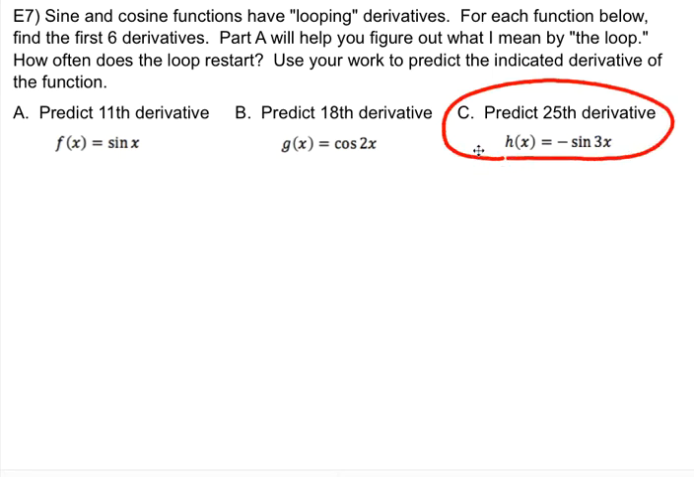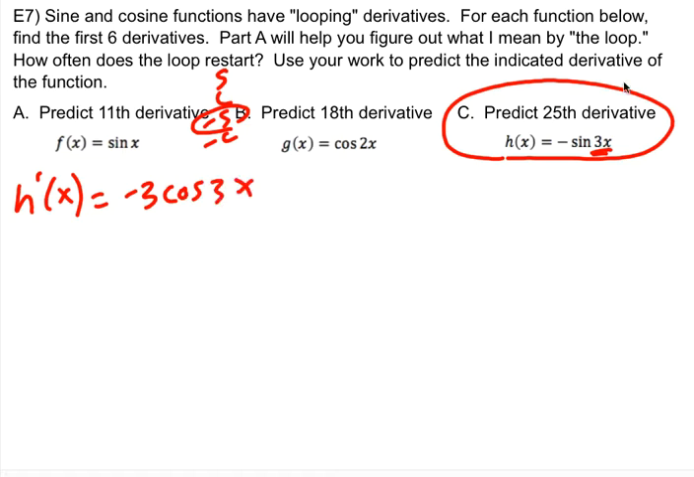Okay, so last one, we're going to find the first 6 derivatives of negative sine of 3x, and then we're going to predict the 25th derivative. So h prime of x, right? So again, derivative of sine is cosine, the derivative of cosine is negative sine, the derivative of negative sine is cosine, right? So I'm starting at negative sine. So when I differentiate, it's going to end up being a negative cosine, but because of the 3x on the inside, it's going to end up having a 3 in front. So I'm going to get negative 3 cosine of 3x.